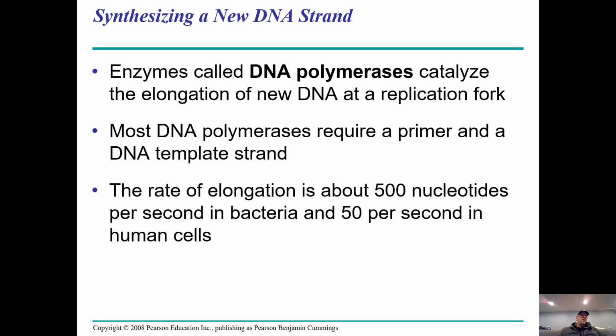And it's interesting. Rate of elongation is 500 nucleotides per second for a bacteria, 50 in people. That's still a lot. Every second that's ticking off, it's like 50, 100, 150, 200, and so on. You can get quite a few done in a minute, 2 minutes, and so on.